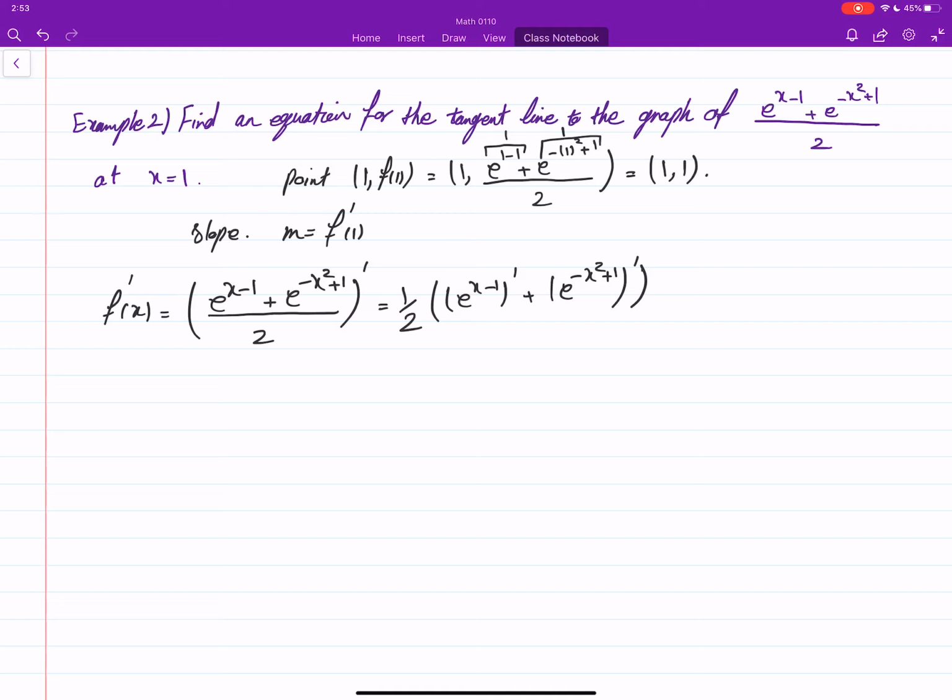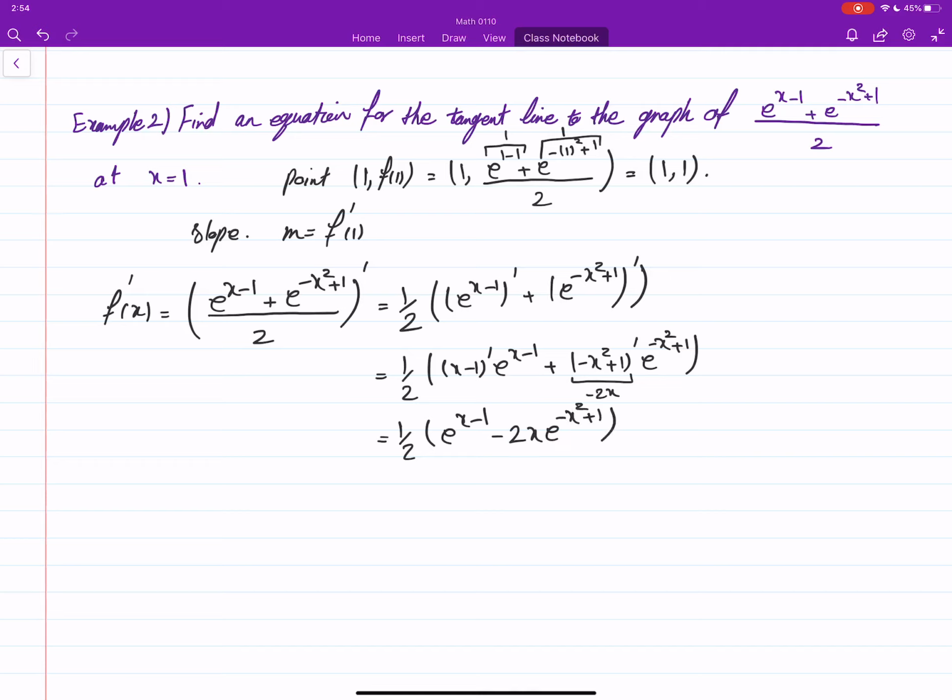And that will give us half of the derivative of x minus 1 times e to the power x minus 1, plus the derivative of minus x squared plus 1 times e to the power minus x squared plus 1. And that gives us half of the derivative of x minus 1, which is 1, plus this one here, which will give us minus 2x plus 0. So I'll just write minus 2x times e to the power minus x squared plus 1.